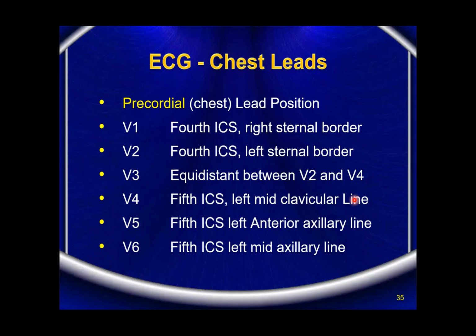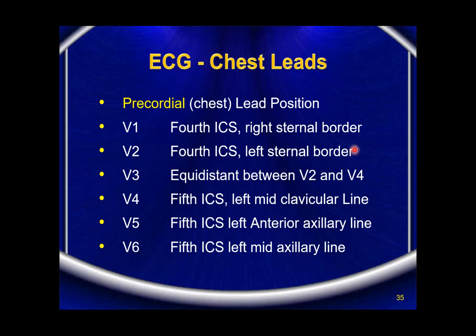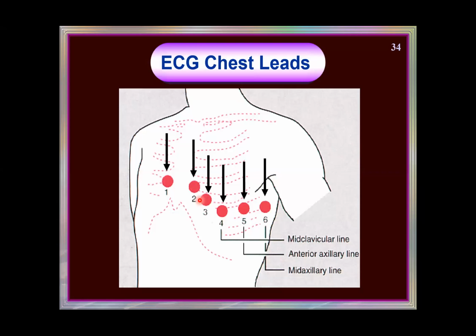The chest leads are called precordial leads, and the others are called the limb leads. These are called the precordial leads because they are on the chest. V1 is the 4th intercostal space, right sternal border. You see 1, 2, 3, 4. So the 4th intercostal space on the right sternal border is V1. V2 is the 4th intercostal space on the left sternal border. So this is on the exact left sternal border.